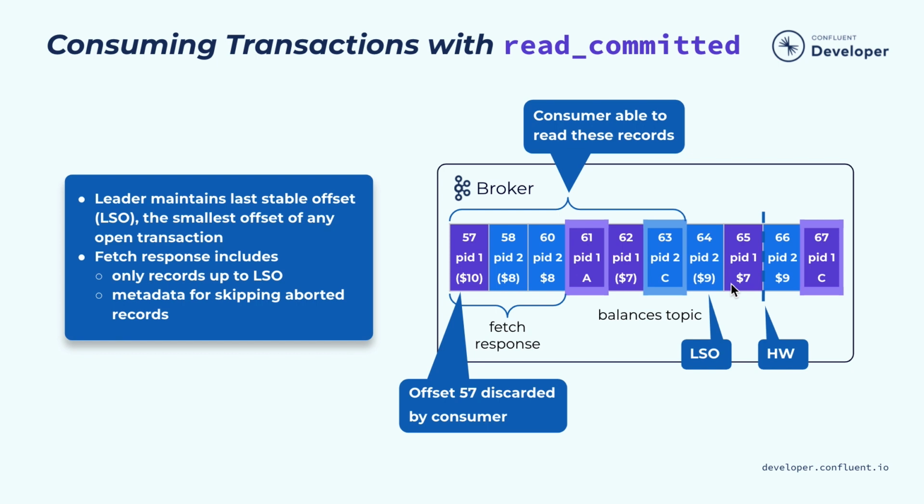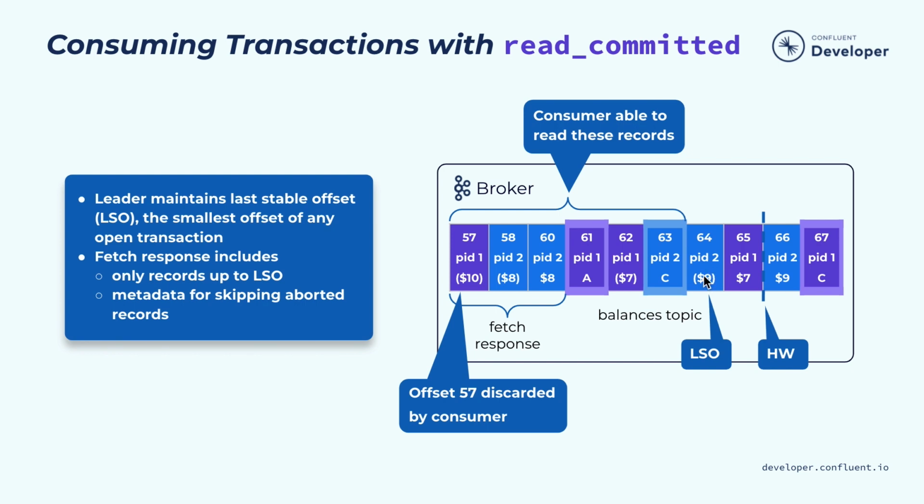So let's take a detailed look at how we expose transactional data for consumers with this read committed mode. In general, we still want to expose records in offset order. But notice that at this point, the high watermark is before offset 66. But the record whose offset is 64 is actually not committed yet because there's no commit or abort marker for this particular transaction. So its state is pending.